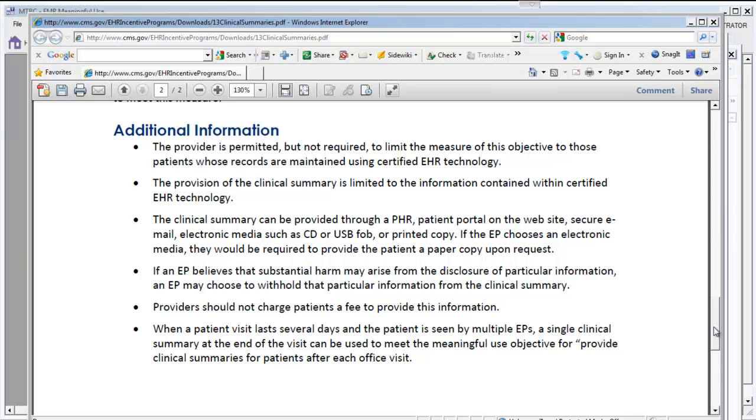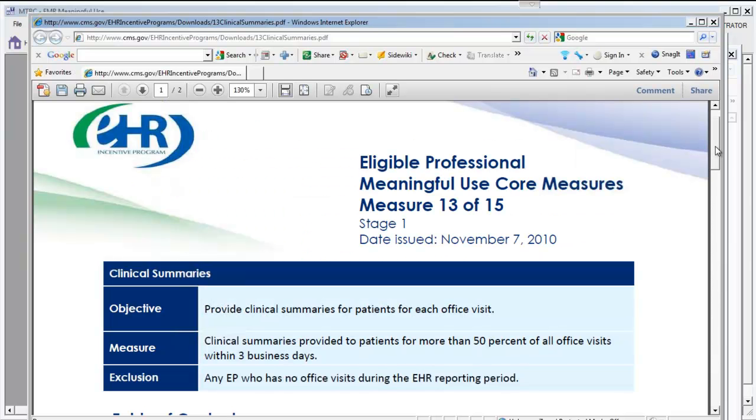And the third piece of important information is that this clinical summary can be provided through a PHR, a patient portal on the website, secure email or USB or CD, or even a printed copy. And as we saw with the previous clinical summary requirements, if you feel that there's any information that may harm the patient or disclosure of that information is not necessary, you may choose to withhold that information from the clinical summary. Let's go ahead and take a look at how clinical summaries are provided through the MTBC EMR.